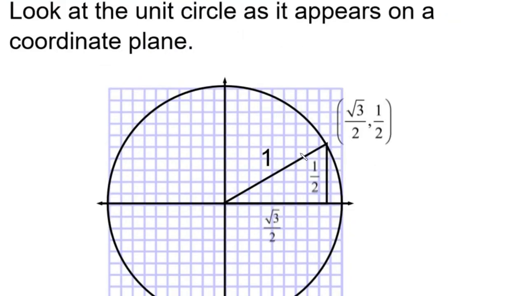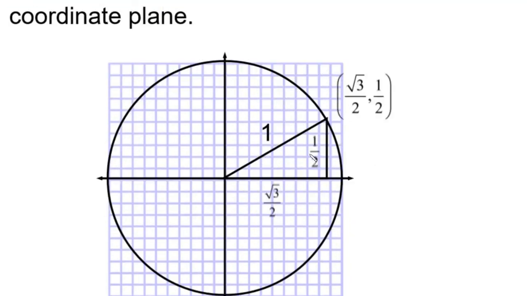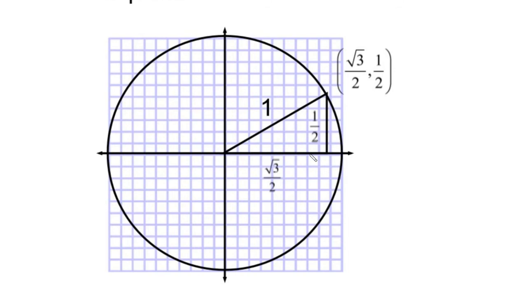Let's look at the unit circle as it appears on a coordinate plane. So here's the unit circle on a coordinate plane. This is our 30-degree angle. We found this to be square root of 3 over 2. This was 1/2. So this dot here is square root of 3 over 2 across and up 1/2. That's the ordered pair. And we can look and it's right on, pretty much right on.